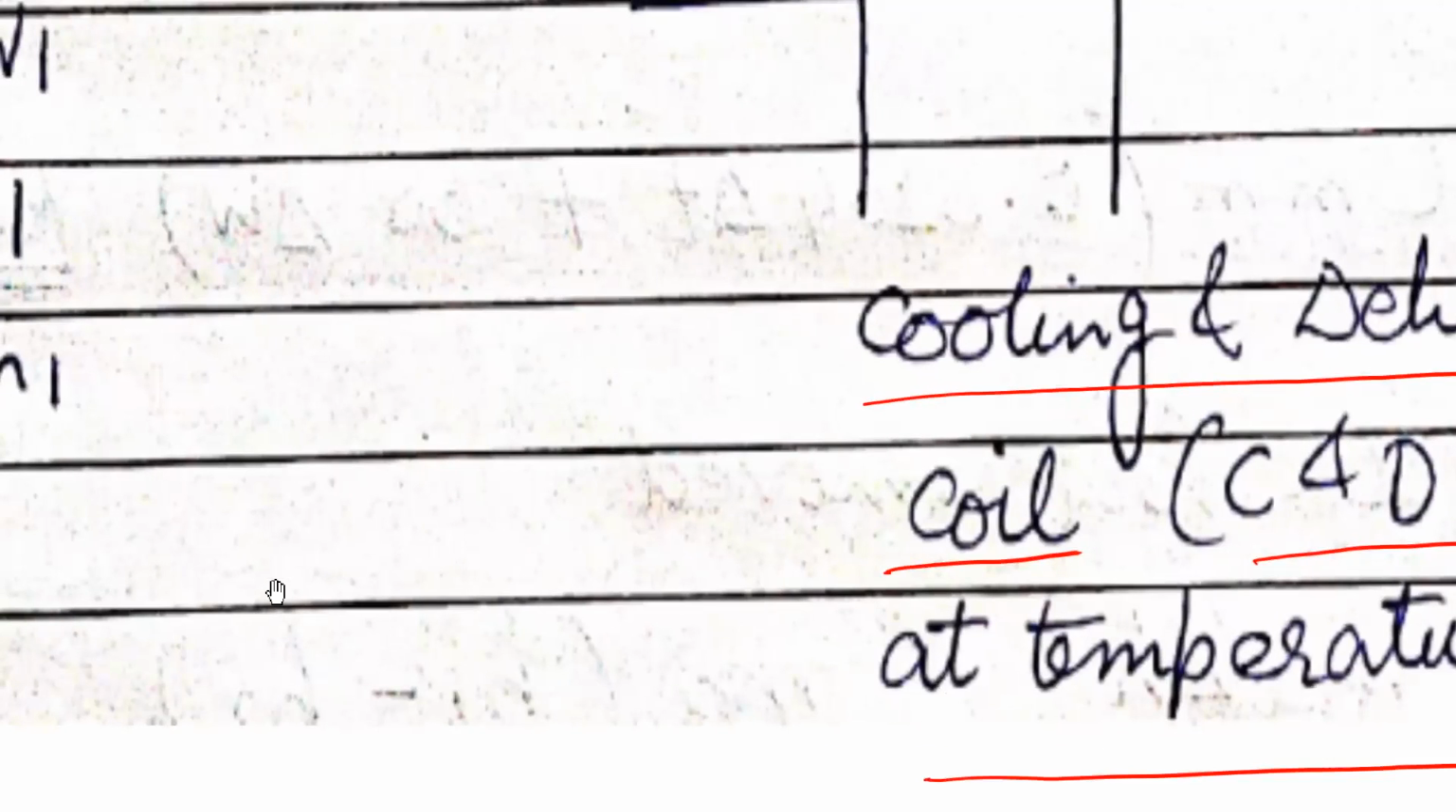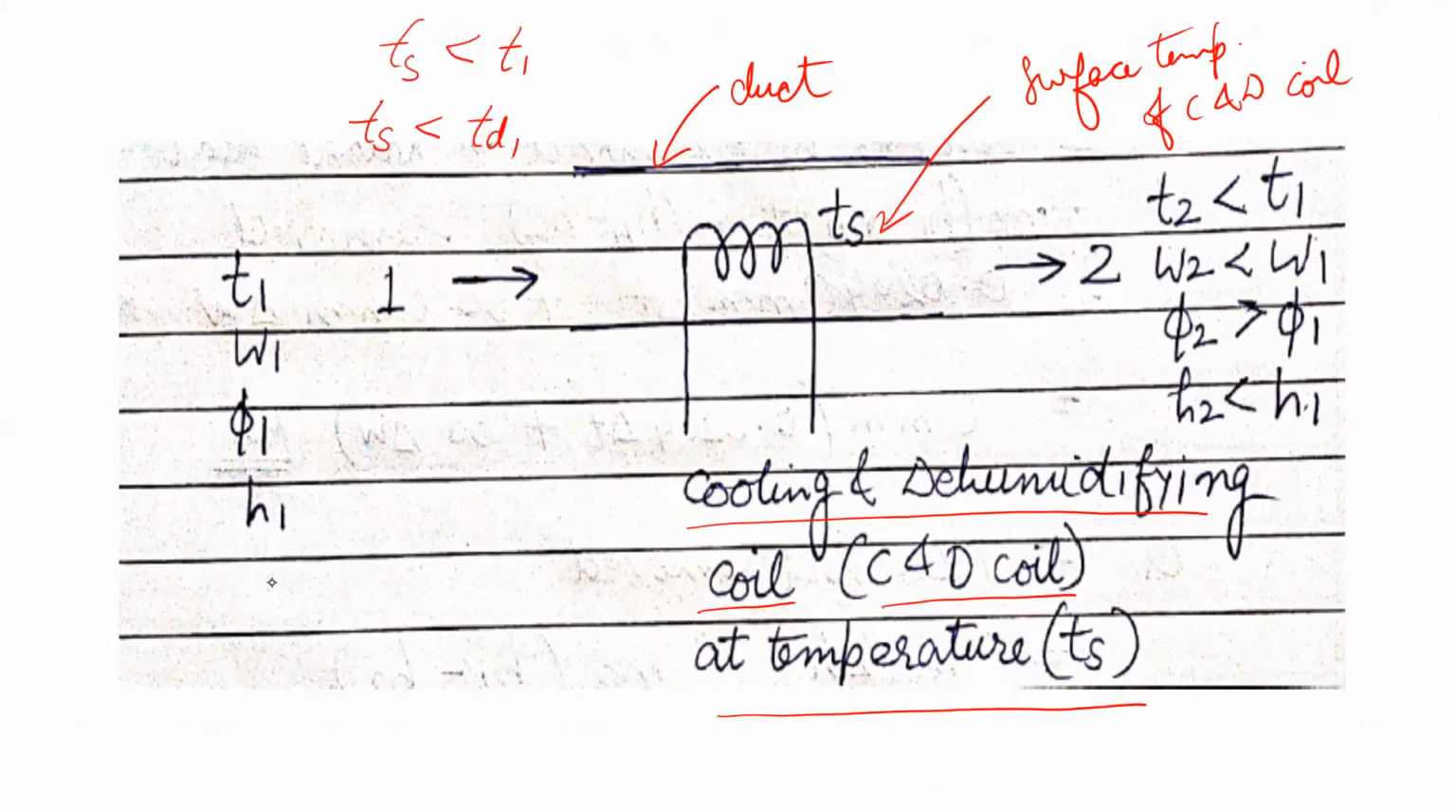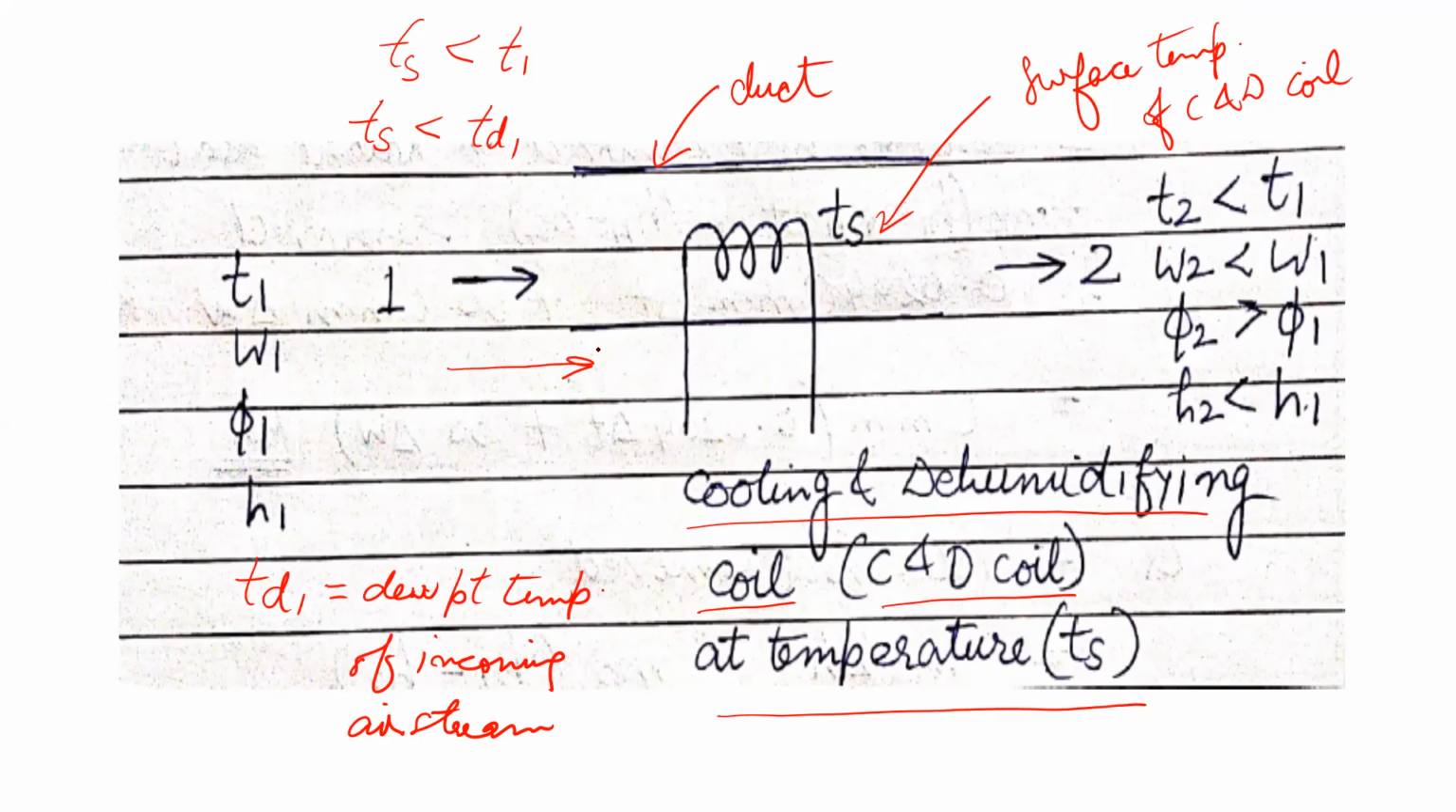So when the air passes over this cooling and dehumidifying coil from state point 1, it reaches state point 2. So it goes from state point 1 to state point 2.